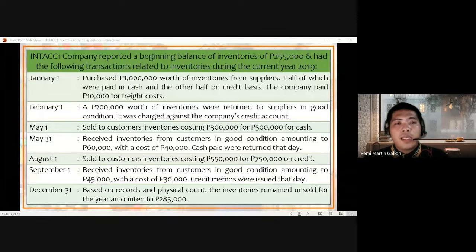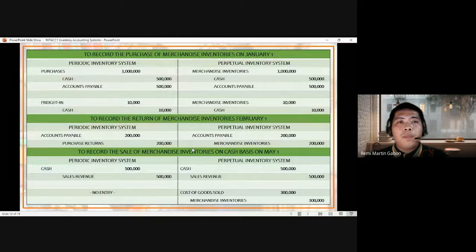So, to journalize January 1, under periodic inventory system, we debit purchases, credit cash, and credit accounts payable. Purchases is debited to 1 million. However, under perpetual inventory system, it is debited to merchandise inventories. We still have the same credits, however.